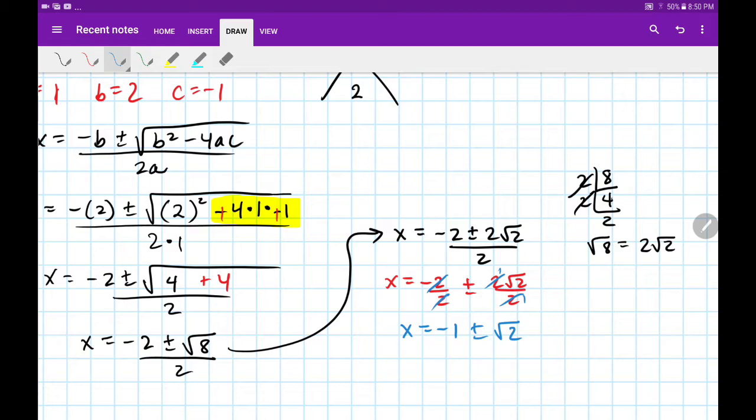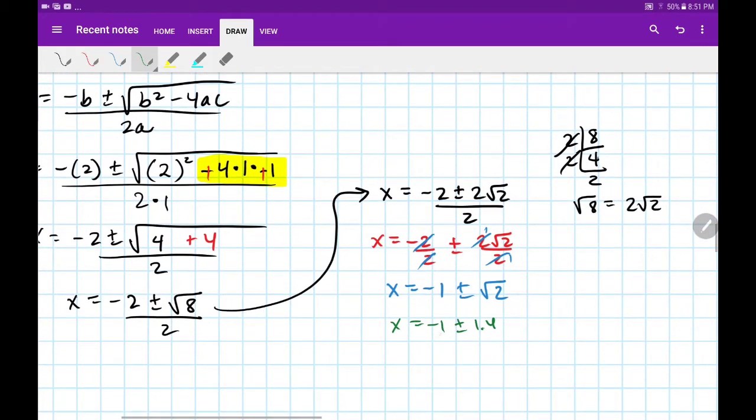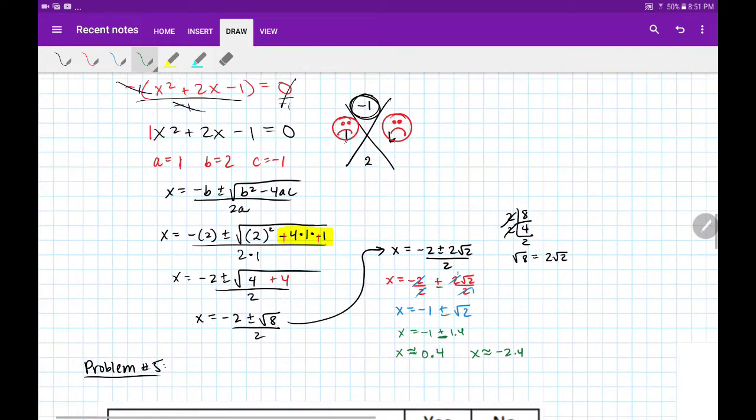So you can't see me right now, but I'm actually using a calculator. The square root of 2 is 1.414. So really what I've got is negative 1 plus or minus 1.4 approximately. Well, negative 1 plus 1.4 is 0.4 approximately. And my other x-intercept, negative 1 minus 1.4, is approximately negative 2.4. It's not the most beautiful solution, but this is really where our graph is hitting the x-axis.